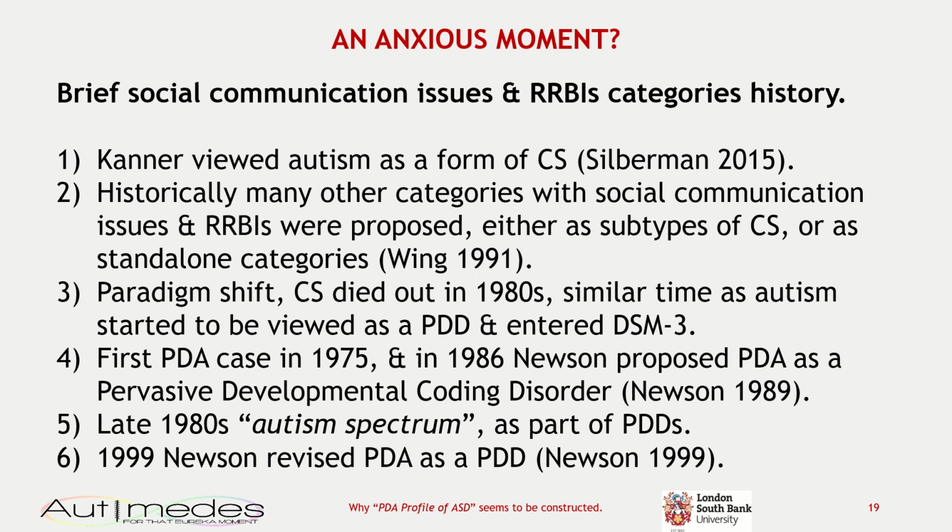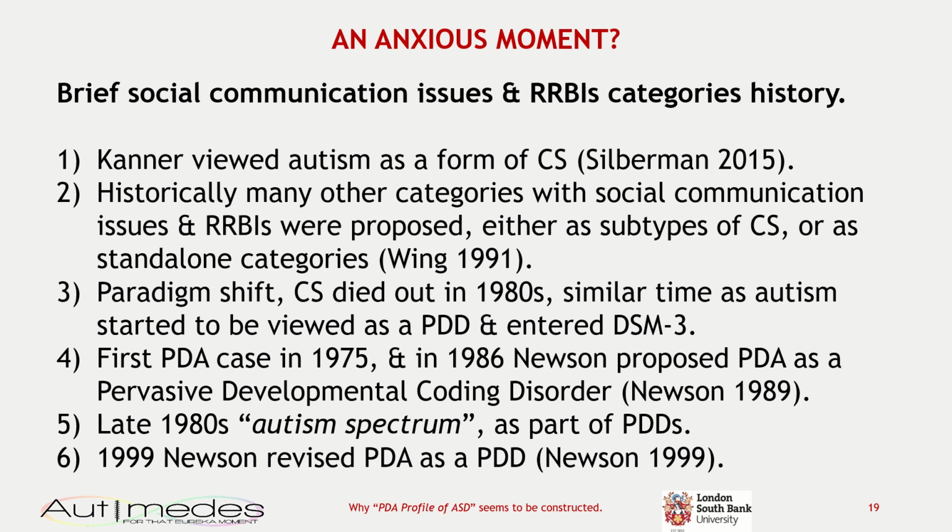But over that time period between the 1940s and 1980s, there were many other proposed categories which had social communication issues and restricted, repetitive behaviours and interests, that were either subtypes of childhood schizophrenia or standalone categories. So there was a long history of debate around having categories that are either subtypes within a dominant category at the time or outside of it.